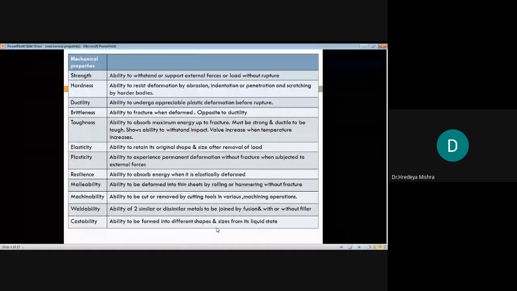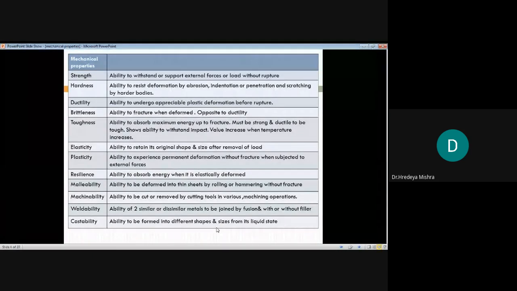Okay, so next is brittleness. What is brittleness? It is the ability to fracture when deformed. A brittle material is that type of material which does not resist any deformation. The harder materials are also brittle materials, like our glass, which is a hard material.